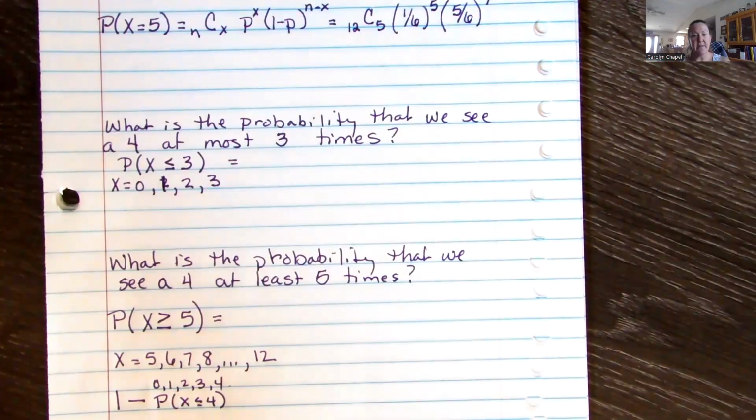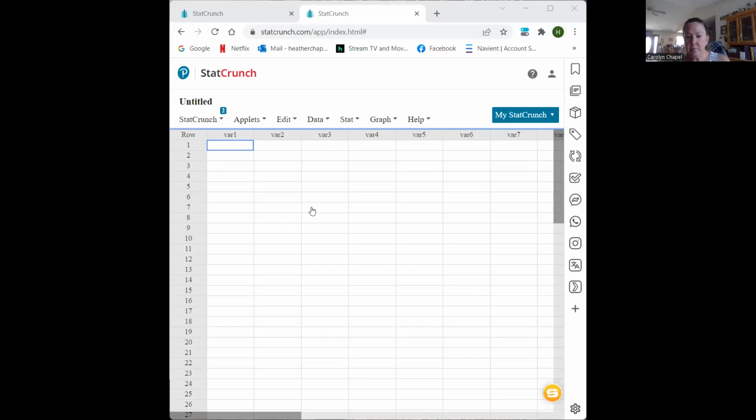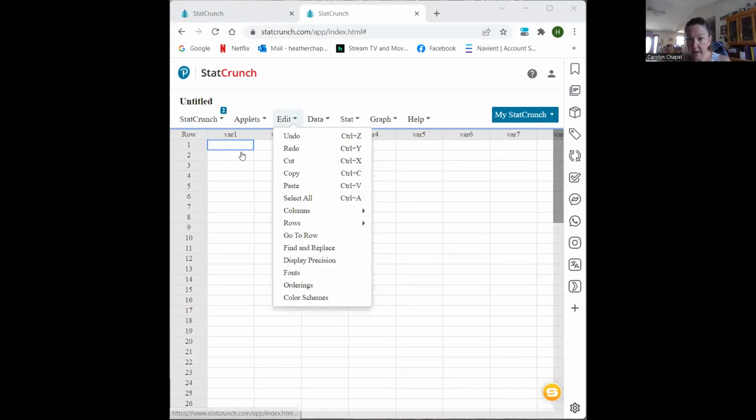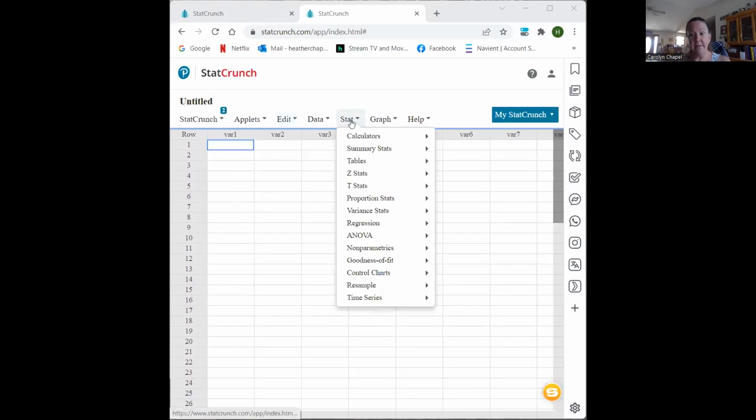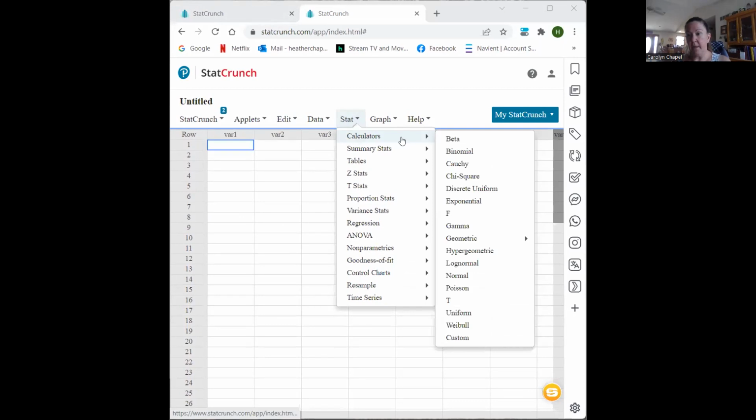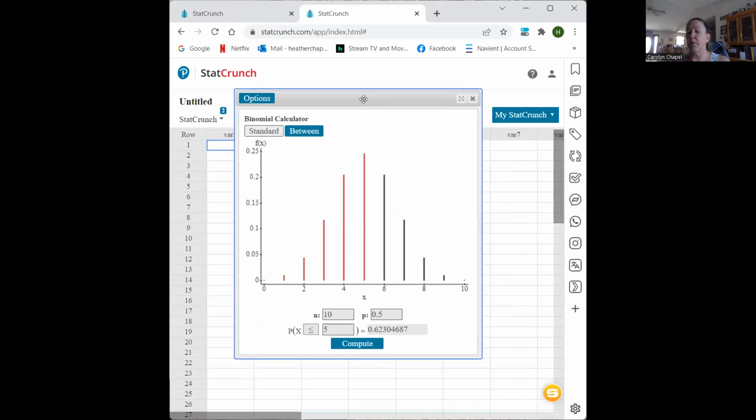So first thing I'm going to do is stop sharing this screen. And I am going to share a different screen, namely my StatCrunch screen. And I'm hoping that you see both StatCrunch and Excel. Probably do not. So right now you see StatCrunch. In StatCrunch, we're going to go under Stat. So again, in StatCrunch, you go to Stat, then Calculators, and you'll go to Binomial. And it's going to pull up whatever you had before.